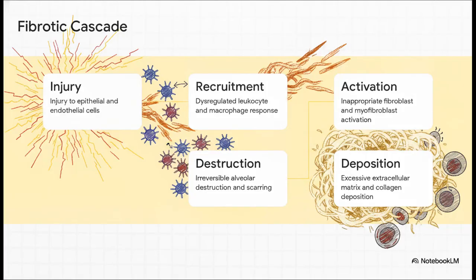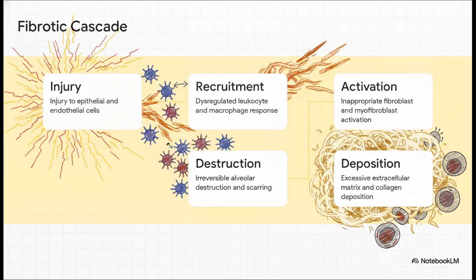Now, what's really fascinating here is how an initial trigger, regardless of whether it's an inhaled occupational dust from the left side of our board or a genetic idiopathic cause from the right, sets off the exact same dysregulated, irreversible fibrotic cascade. Let's trace this pathway step by step. It all starts with Step 1, an injury to the epithelial and endothelial cells in that delicate interstitial space we talked about. This triggers Step 2, which is a completely dysregulated immune response that recruits leukocytes and macrophages.